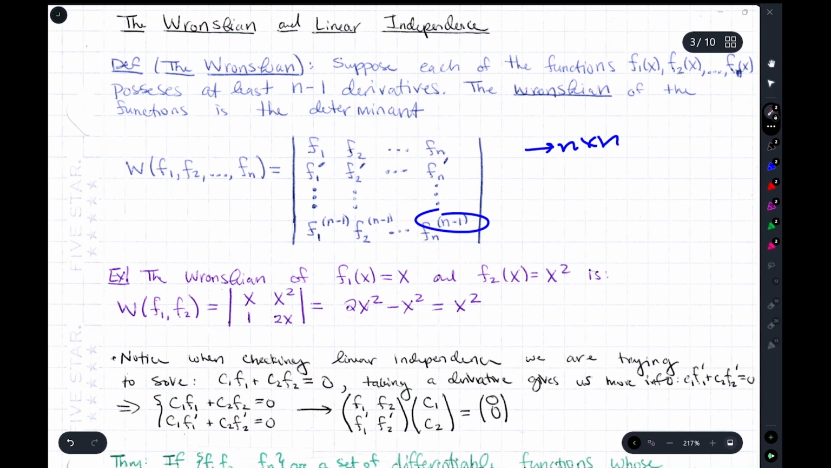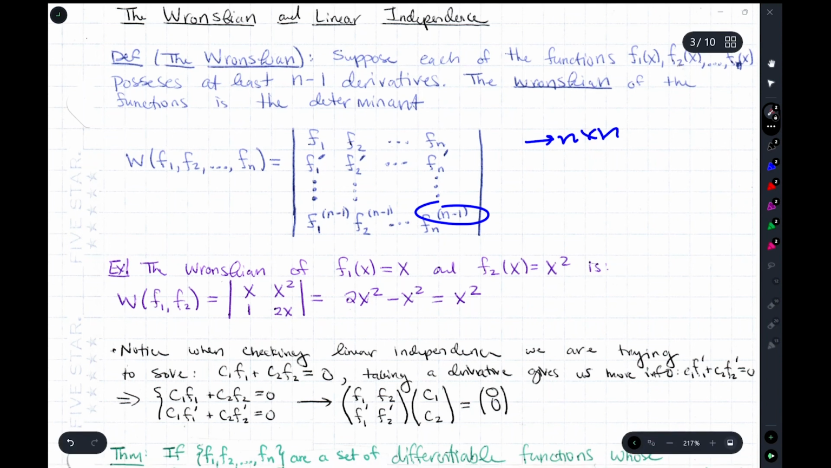And so let's look at a particular Wronskian. If we have the function f1 of x equals x, f2 of x equals x squared, we calculate the Wronskian with the derivative of x being 1 and the derivative of x squared being 2x. Take the determinant, which for 2 by 2 matrices is these multiplied together minus those multiplied together, and you get x squared.